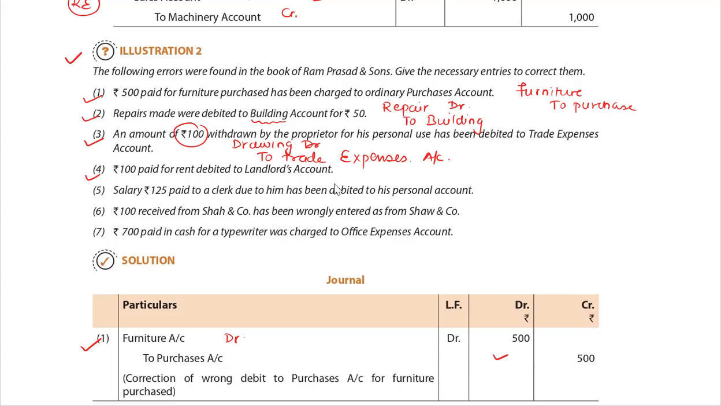Let us begin with the fourth one. 100 paid for rent debited to landlord's account. What kind of error is this? 100 paid for rent, so rent should be debited. By mistake we have debited landlord. So we should credit landlord account now. I think we are clear.